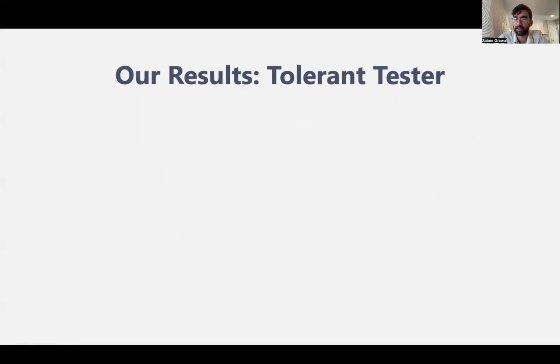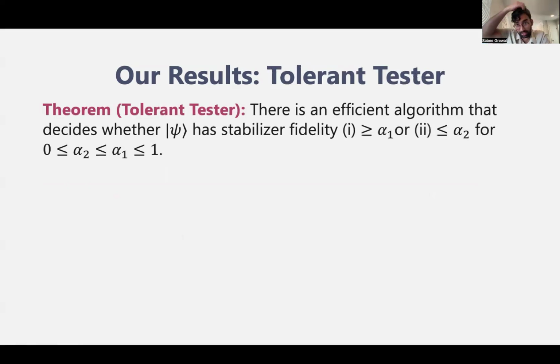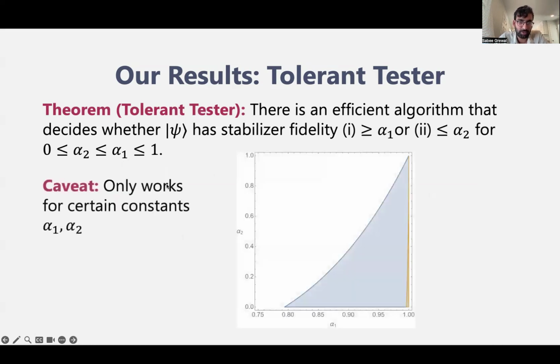Our next result is the tolerant tester. Here we give an efficient algorithm that decides whether a state psi has stabilizer fidelity at least alpha 1 or at most alpha 2, for appropriate choices of alpha 1 and alpha 2. The big caveat with this result is that it only works for certain constants alpha 1 and alpha 2.